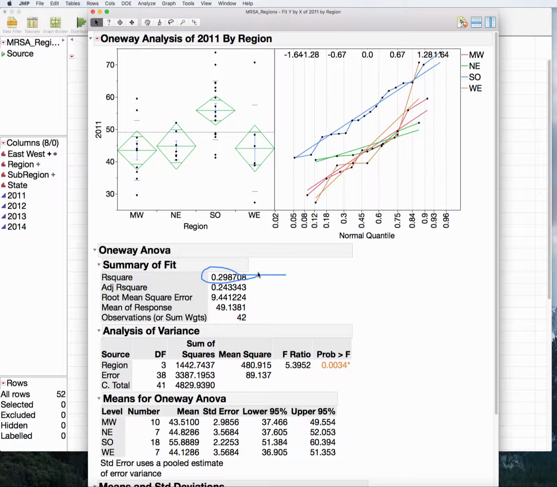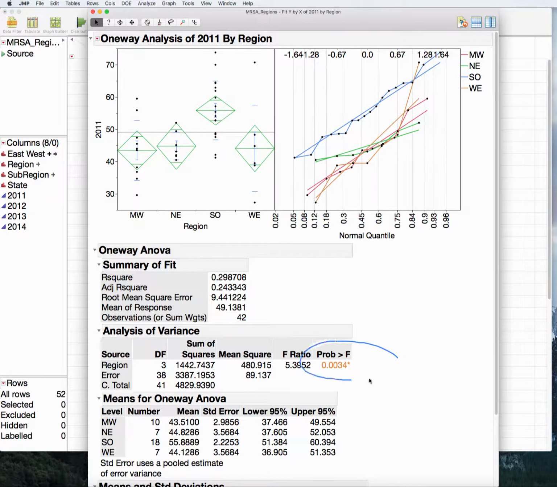Remember, the R squared tells us how much of the variance of the 2011 responses is accounted for by knowing region. So 29.87, or 30% of the variance in the 2011 antibiotic resistant percentage values are accounted for by knowing region. Our null hypothesis is that there is no difference in the means reported by region. Our alternative hypothesis is that there is a statistically significant difference by region.